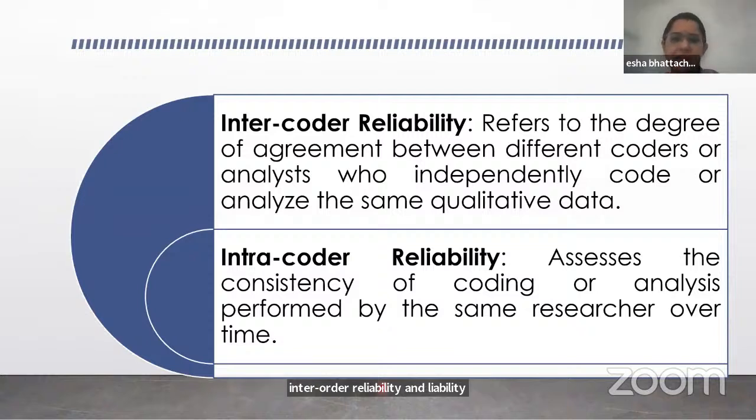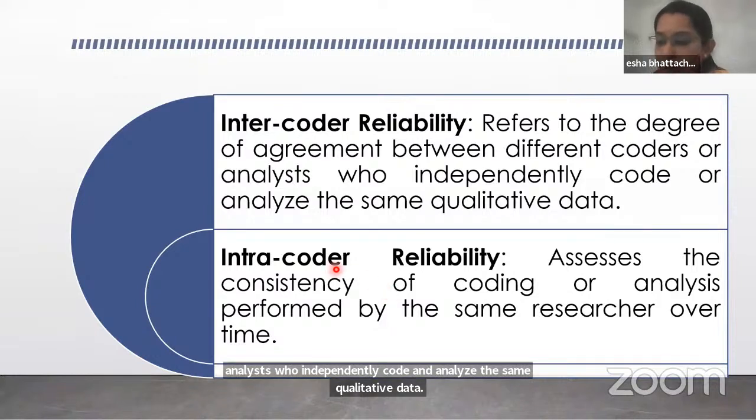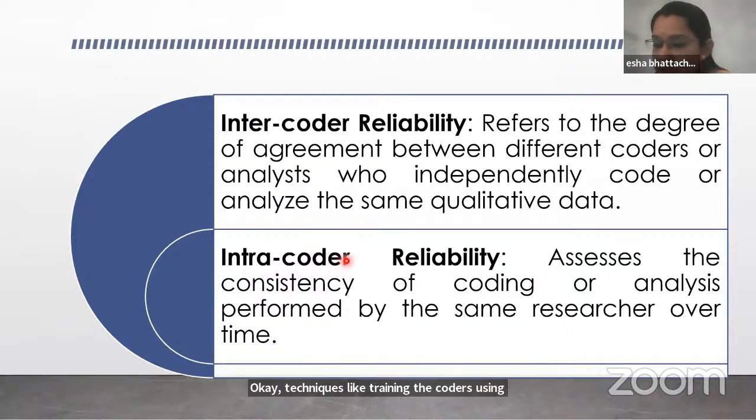Inter-coder reliability is the degree of agreement between different coders or analysts who independently code or analyze the same qualitative data. Techniques like training the coders, using coding manuals or guidelines, and conducting reliability checks can enhance inter-coder reliability.